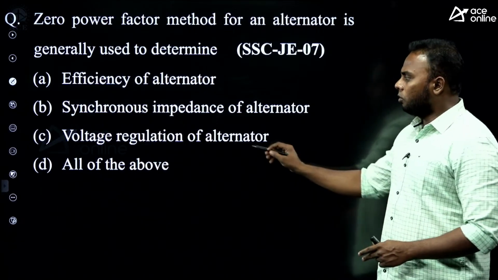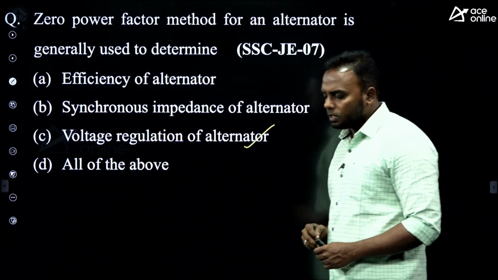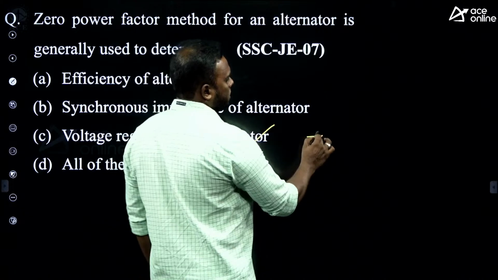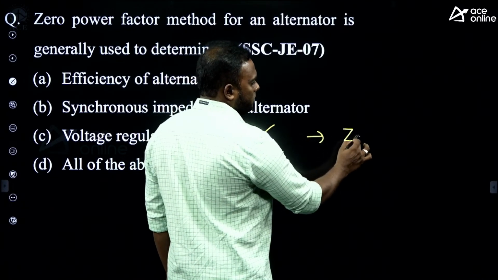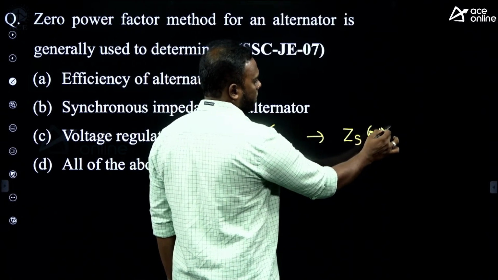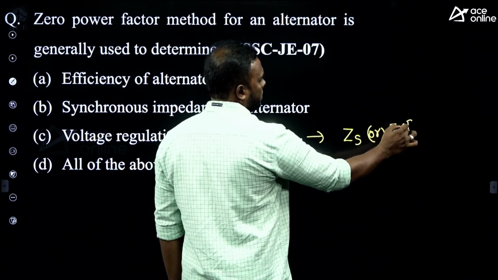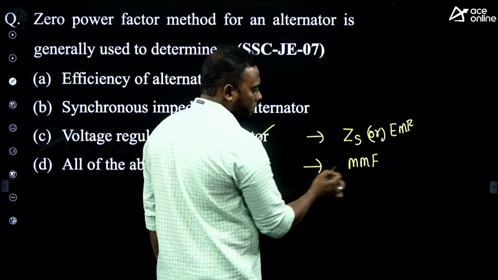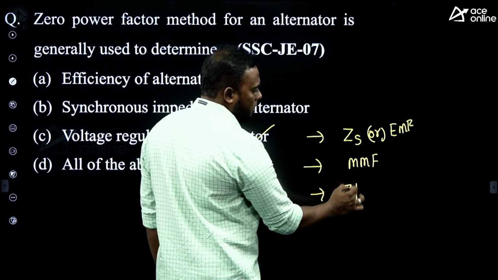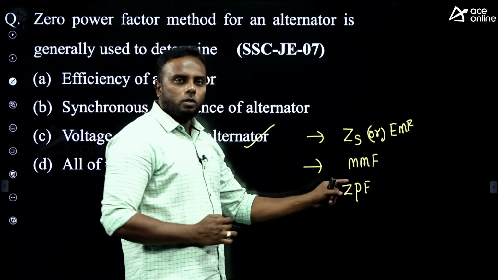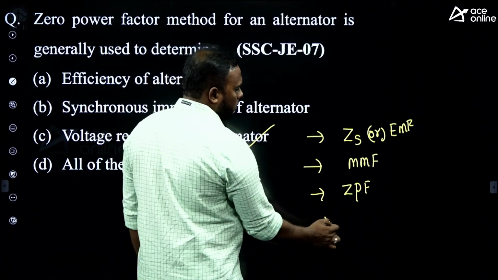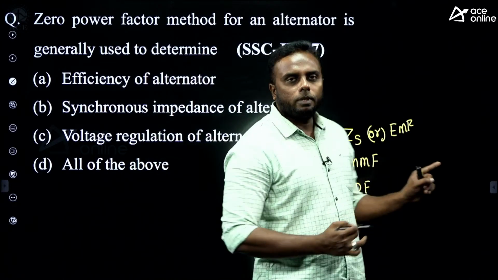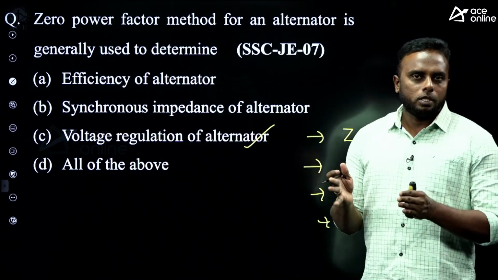If you remember voltage regulation methods first, what are the voltage regulation methods we have? 4 methods we have. What are that? One is ZS method, also called EMF method, it is synchronous impedance method. Second, MMF method or ampere turn method we call. And third, ZPF method, also called Potier method. And one more is ASA method, American Standard Association. So by using these methods, we can find practically the regulation of alternator.